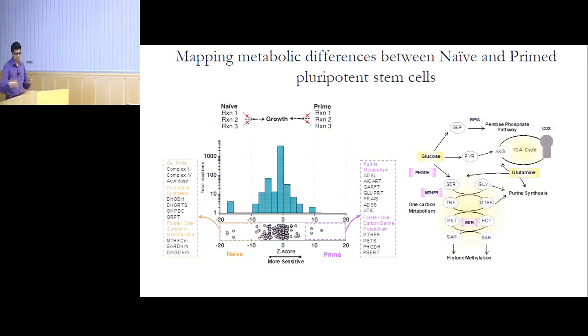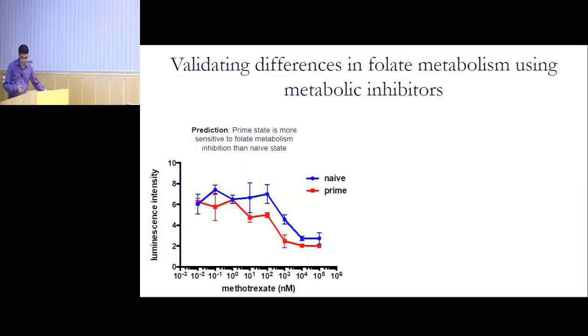So to test these predictions, these sound interesting, but to validate these, we used metabolic inhibitors, and then we treated both naive and primed cells with these metabolic inhibitors. So if the model predictions were correct, then we should see that the primed cells should be more sensitive to inhibition of the folate pathway. And so we used an inhibitor called methotrexate, which inhibits the dihydrofolate reductase enzyme. And what this graph shows is an increasing dose of this drug, methotrexate, and we measured cell viability. And you can see that the primed cells were more sensitive than the naive cells at different doses of this drug. So this means that the primed cells are more sensitive to folate inhibition, which validates the model predictions.